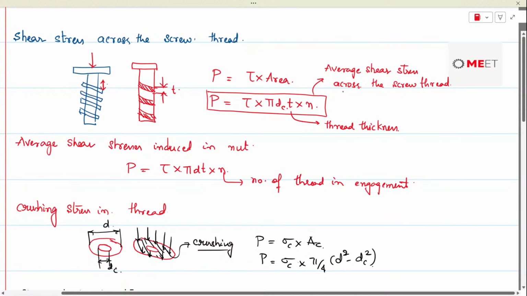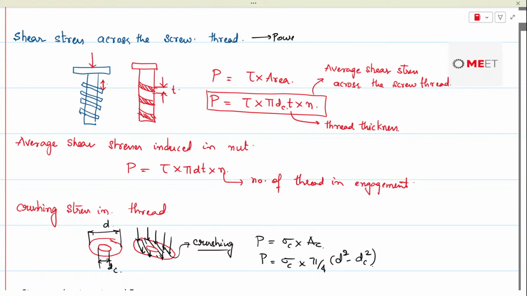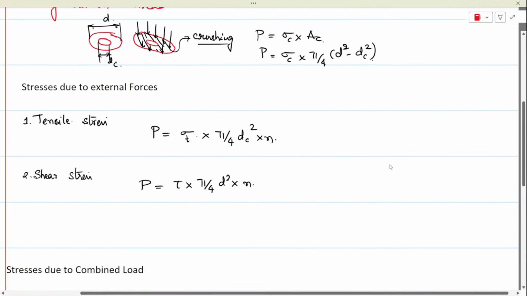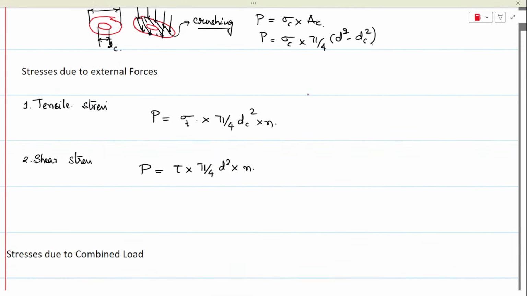These formulas we use especially for power screws. Examples of power screws are the screw jack, or the screw used in clamping, which is used in a bench vise or pipe vise. So these are examples of power screws. And n here tells us the number of bolts that are resisting the load.